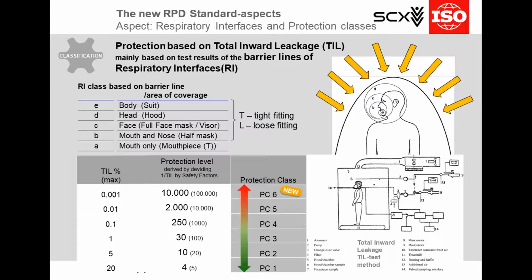But as known, 10,000 is only known in the CBRN area, a very, let's say, restrictive area where the high potential of the threat is given. So that has been taken as a driver to put in the class PC6 for all RPD, if applicable, and if manufacturers or users demand that area.